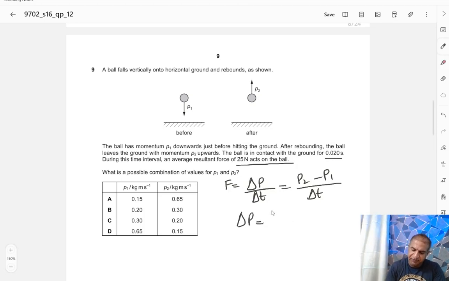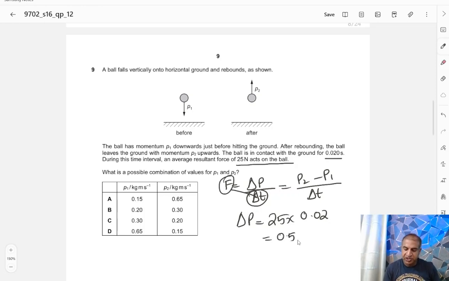The change in momentum itself is equal to force multiplied by delta t, which we already have, 25 multiplied by 0.02. So 25 multiplied by 0.02 gives me 0.5. So the change in momentum is 0.5 kilogram meter per second. So that is a very simple question. We just have to match the change over here. Let's just see. First things first.